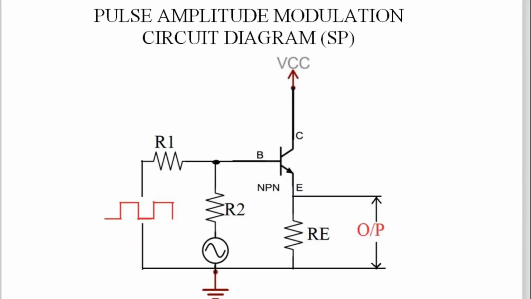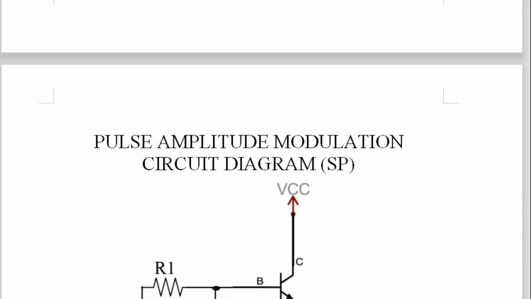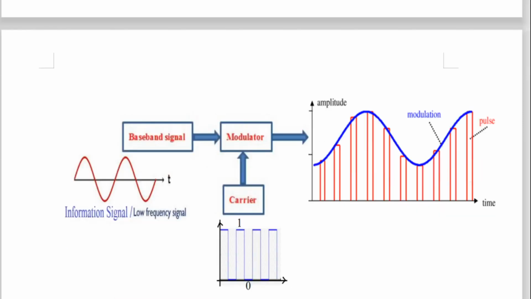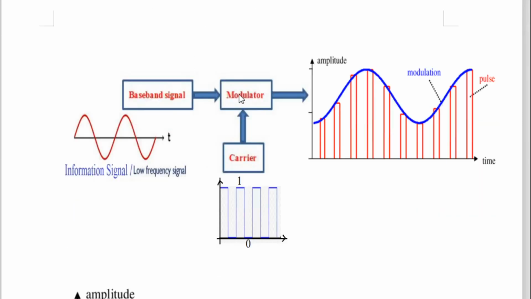Now what is the circuit diagram for pulse amplitude modulation? So it is again very simple. The modulator is a block. You know this modulator block? Modulator is a block which is actually doing the process. Which process is it doing? Changing the amplitude of the carrier, that is a square wave, according to the instantaneous value of the information signal.